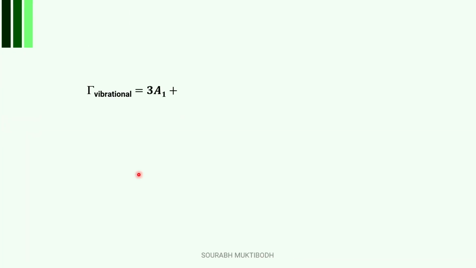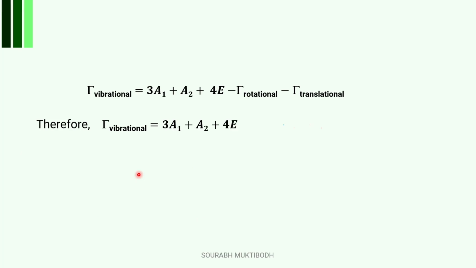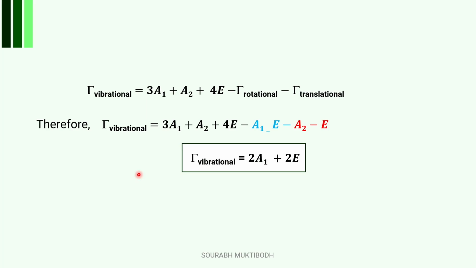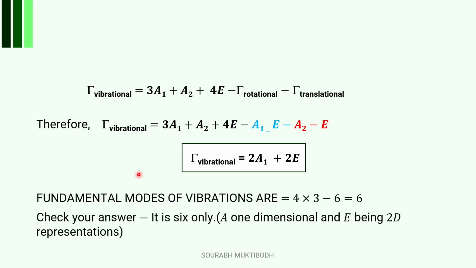So Γ vibrational is equal to the Γ reducible that we have obtained minus Γ rotational and minus Γ translational. Finally, the vibrational degrees will come out to be 2A1 plus 2E, with a little computation that you will be able to understand. Because A1 is one-dimensional and E is two-dimensional, you have 2 plus 4, that is 6. So the total fundamental modes of vibration are 6, and you will agree with the concept of 3N minus 6 fundamental modes of vibration. So 12 minus 6 for the ammonia molecule, it is again the same.